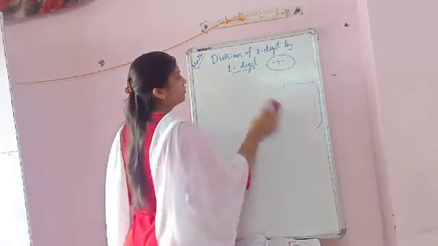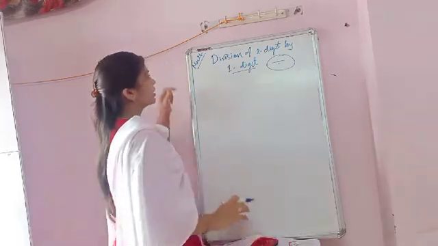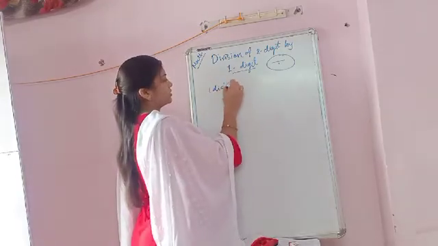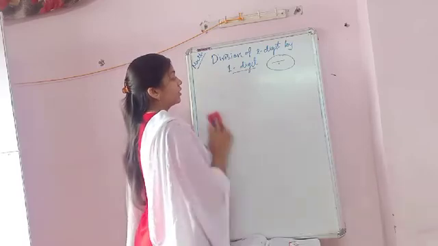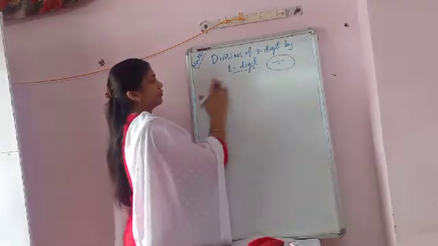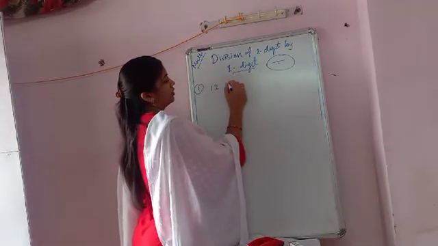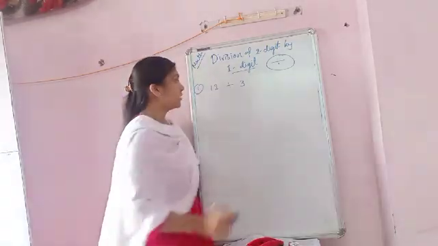Okay, so now we are going to start. I gave you the first example. First I will show you the one digit division by one digit. Oh no, there will be a two digit by one digit. Already I wrote that. So first, a simple example: 12 divided by 3.